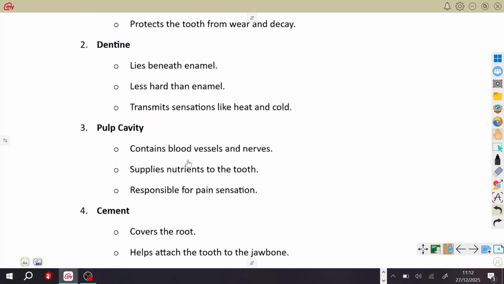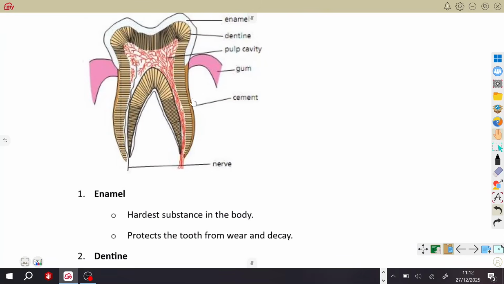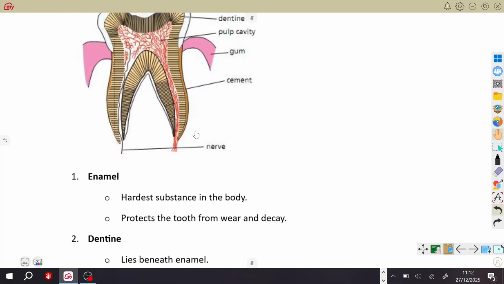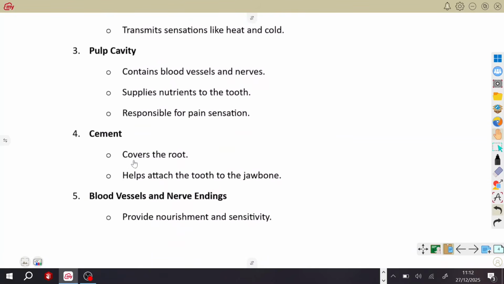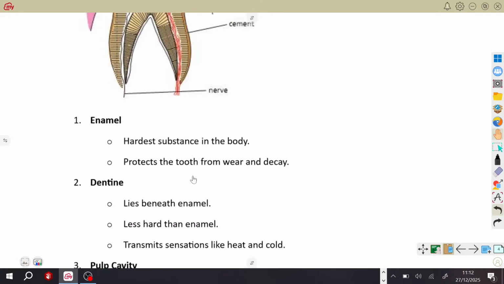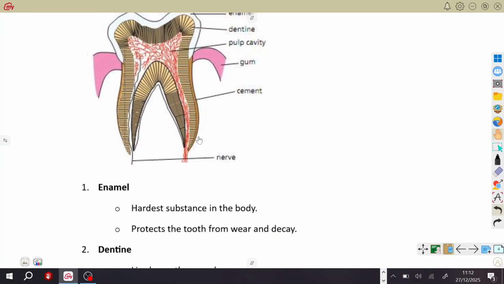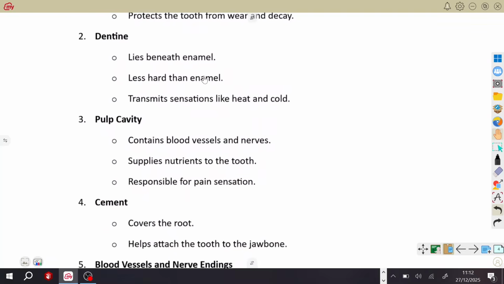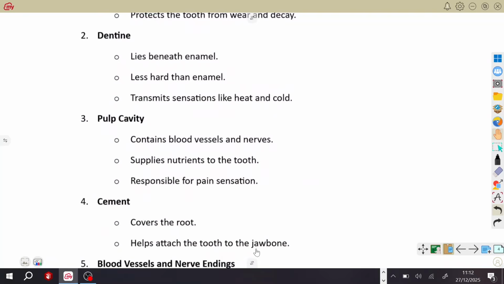Okay, then we move on to the cement. The next part is the cement, this layer there. So the cement now, what is its function? It covers the root. When you look at the root, the part that enters into the ball joint, you find that this one will cover, it's like a cover, it covers the root. That's number one. Then number two, it helps attach the tooth to the jaw bone.